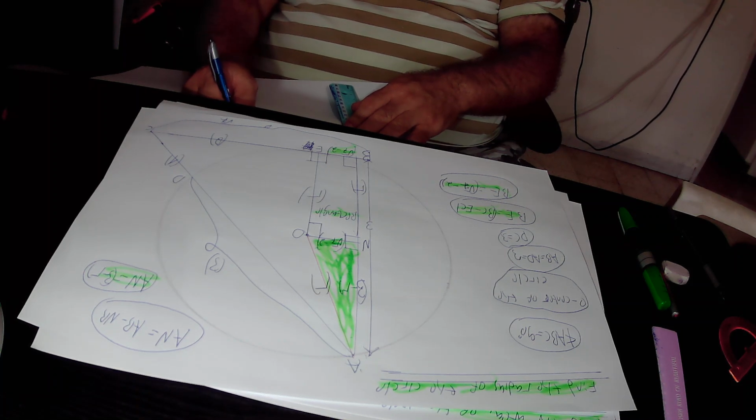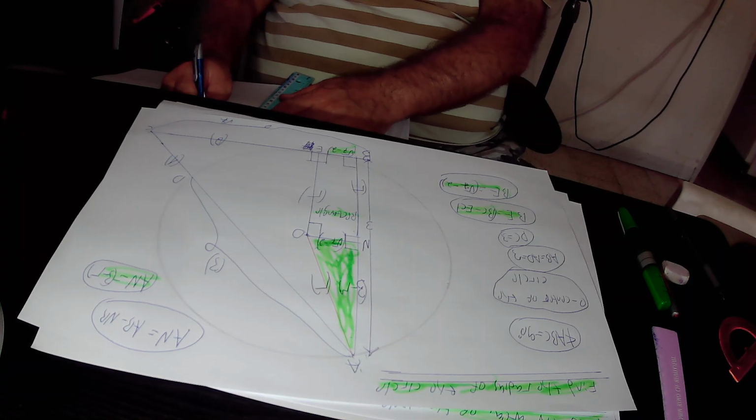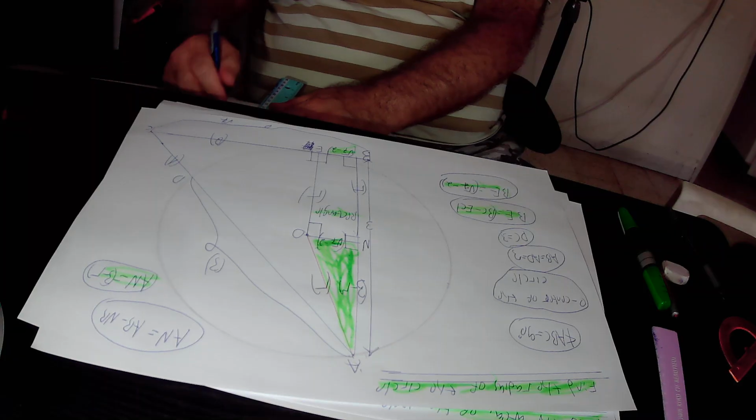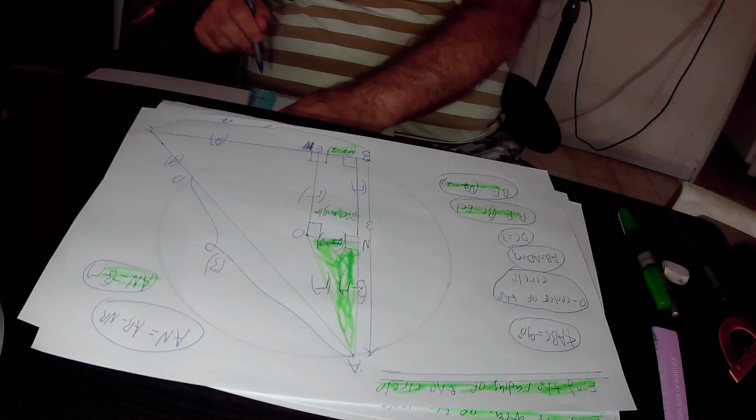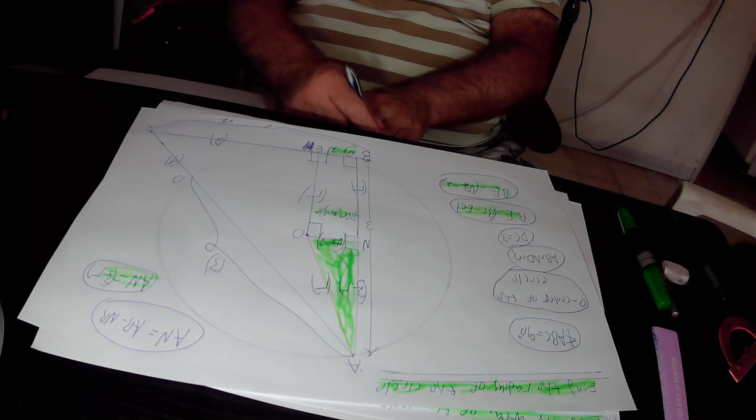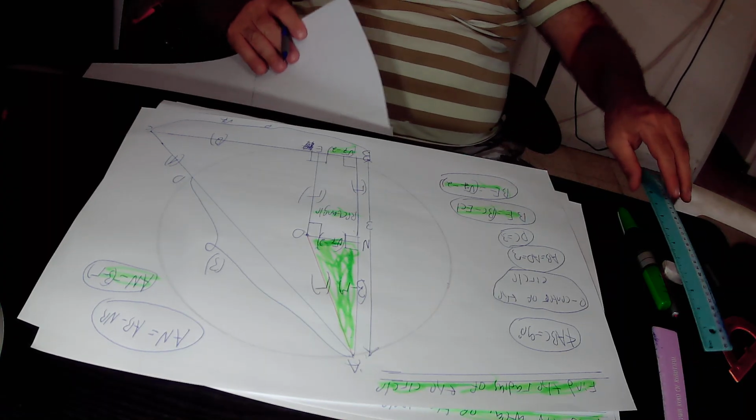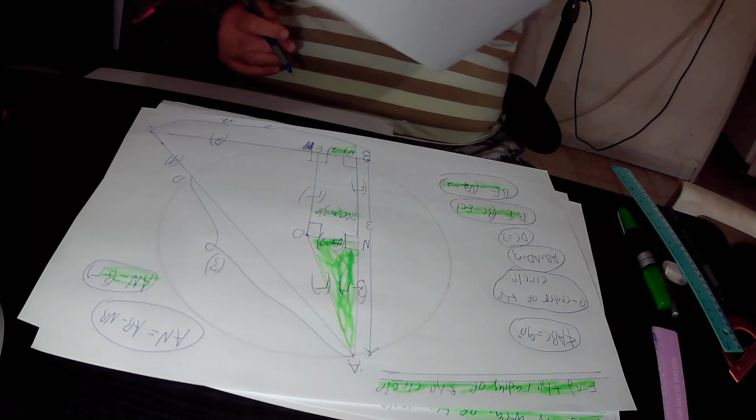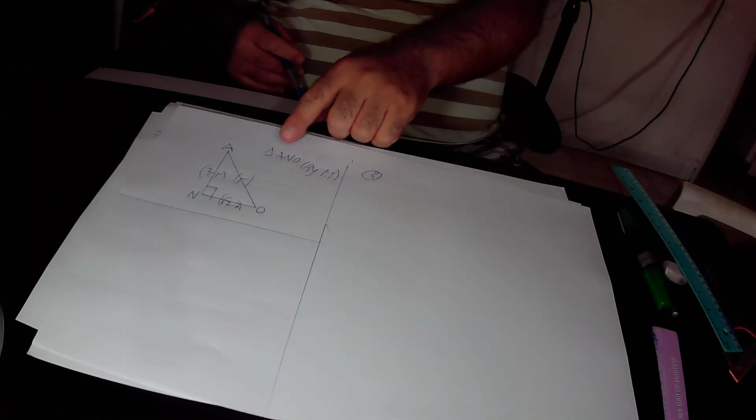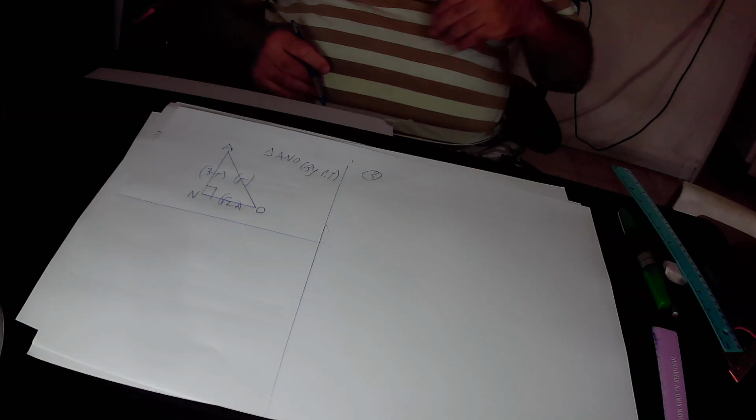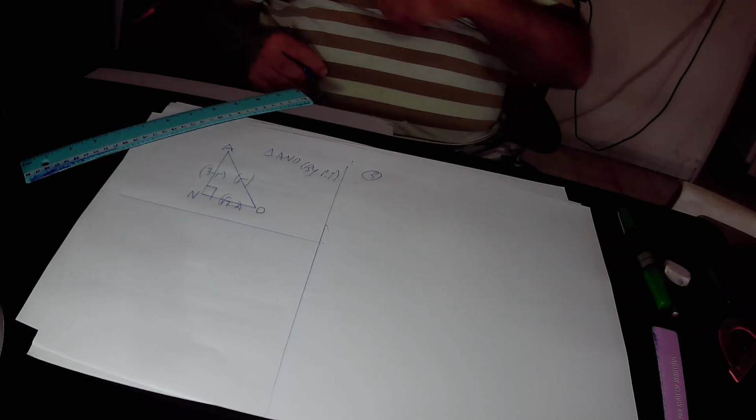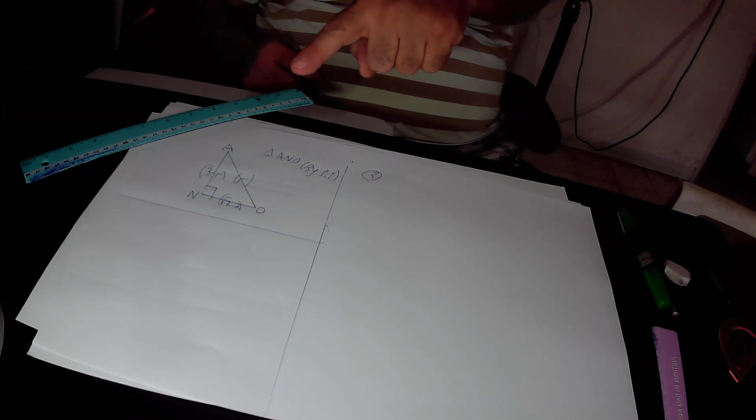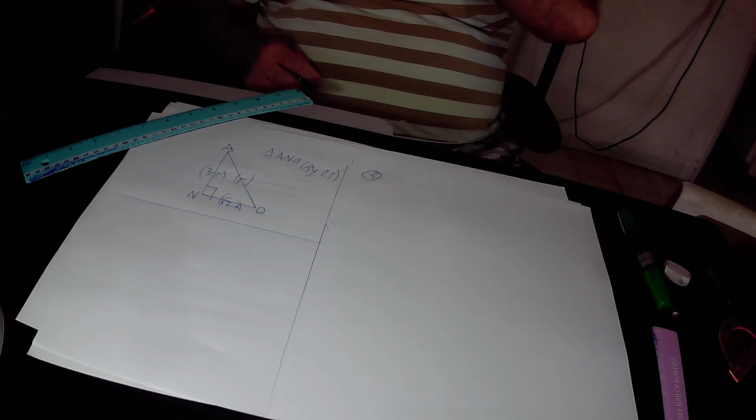Here is the progression for the Pythagoras theorem. This is the right triangle AN O, according to the original drawing. According to the Pythagoras theorem, AO squared, that is the square of the hypotenuse, equals AN squared plus NO squared. So I write it down.